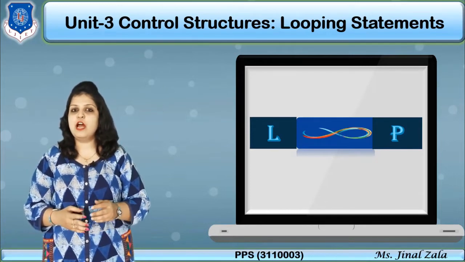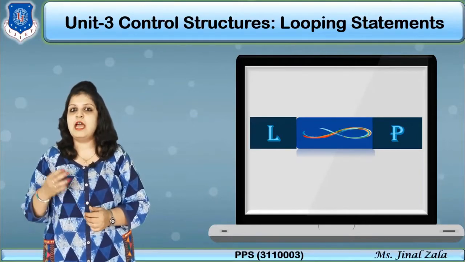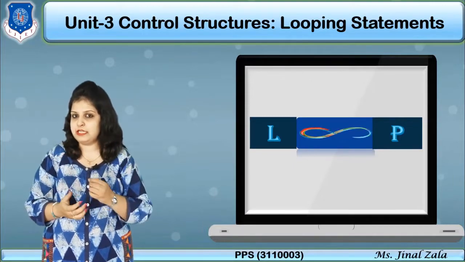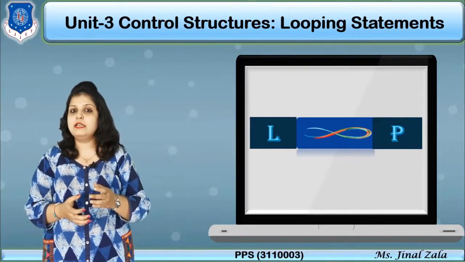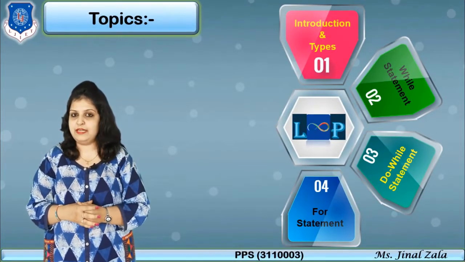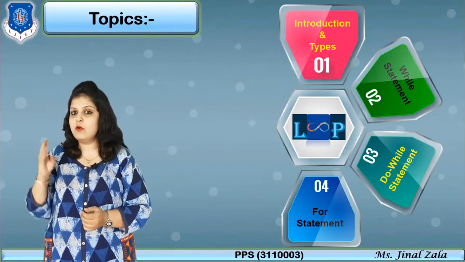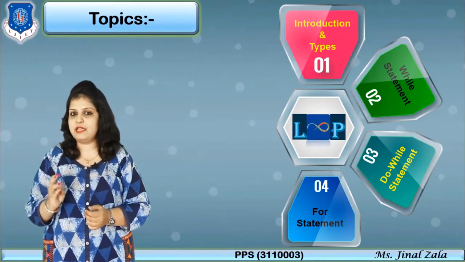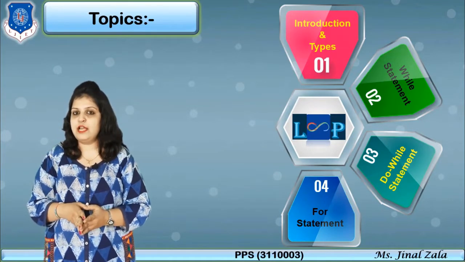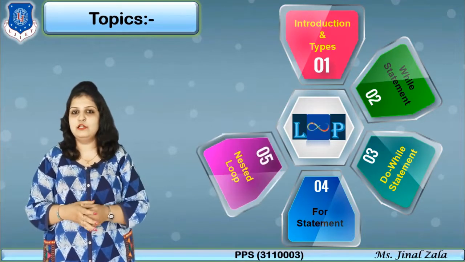In the previous video we had already started our third module, that is control structure, and in this module we have to learn a total of two different parts, and the second part has already started. In the last video we covered the introduction of loops, different types of loops and three different looping statements, that is the while statement, do while statement and for statement. Today in this video lecture we are going to start the next topic, that is nested loop.